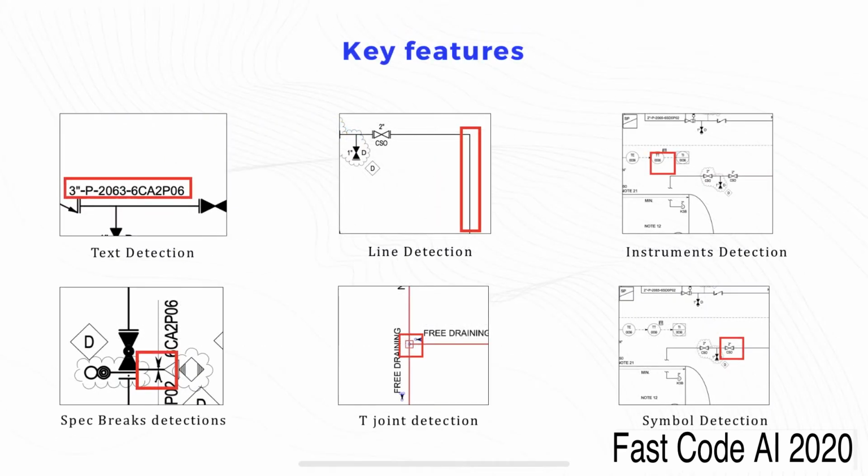AutoMTO currently supports text detection and identification of lines, instruments, spec breaks, and symbols, including T joints. Not only do we detect these entities, we are also able to accurately assign each of them to the correct pipeline.